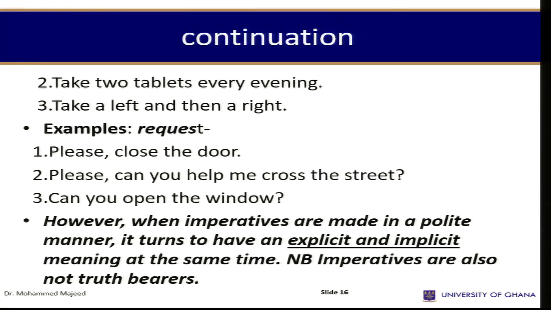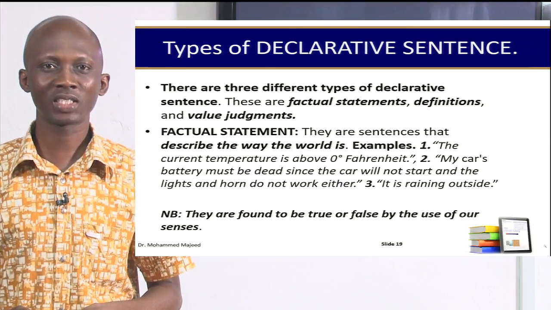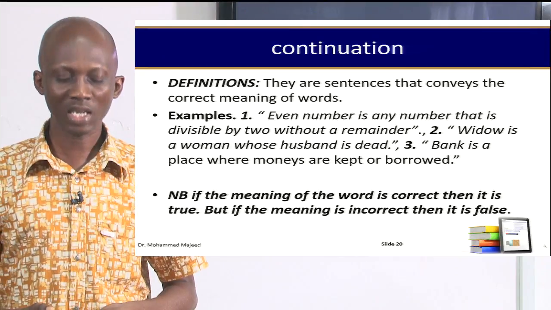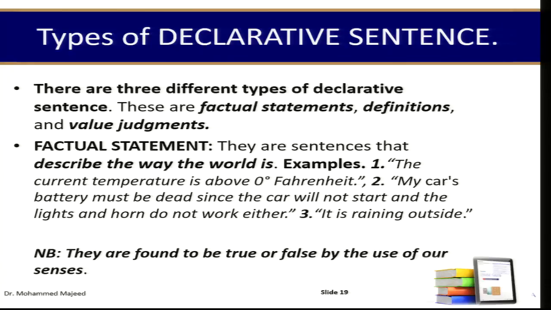That's why we need to pay attention to explicit and implicit meanings of statements. Explicitly, it looks like a question, but if you think deeply about it, you realize that it is not just a question, but it is also a command. Declarative sentences, we have already talked about them. But we need now to pay more attention to declarative sentences, because there are types. There are types of declarative sentence.